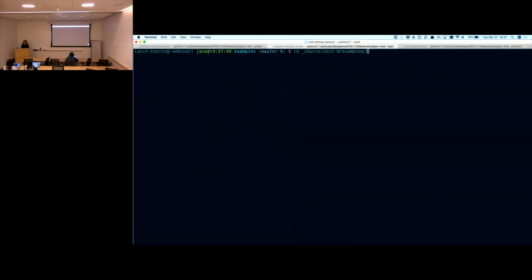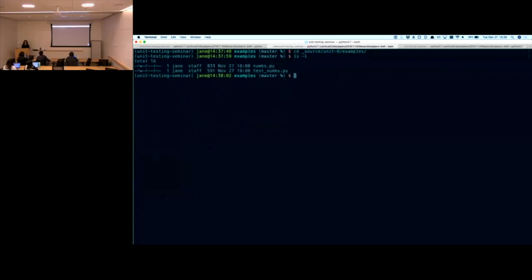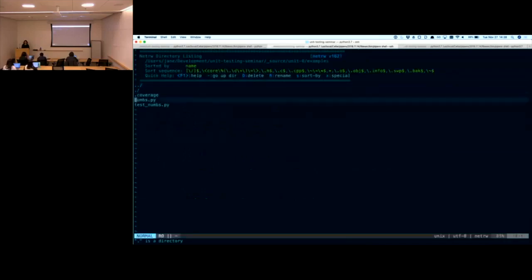Okay, so I want you to cd into this directory. If you want to look at what's inside, there should be two files: our nums.py file and our test nums file.